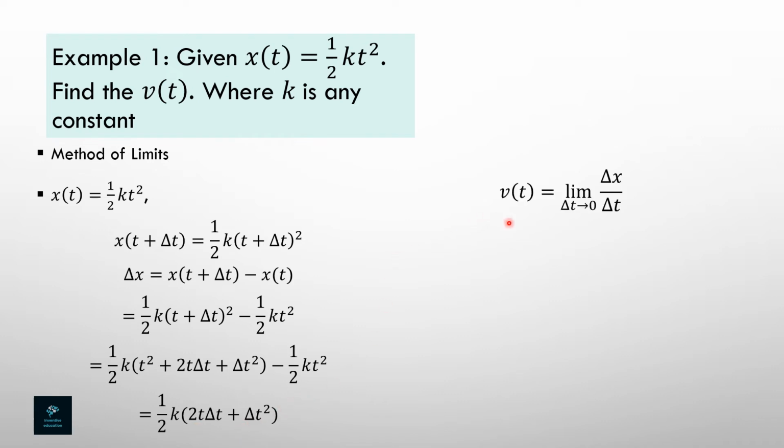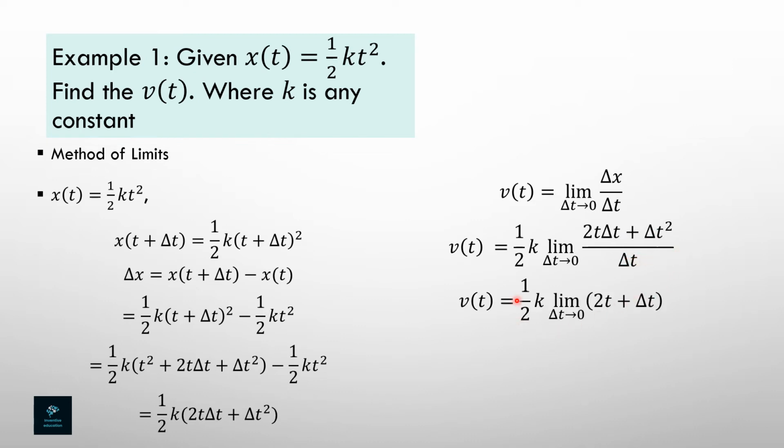Now we know that v(t) is equal to delta x by delta t when delta t tends to 0. Therefore, v(t) is equal to half k limit delta t tends to 0, (2t delta t plus delta t square) divided by delta t. This is equal to half k limit delta t tends to 0, (2t plus delta t). Since delta t tends to 0, this can be neglected, and we get v(t) is equal to half k times 2t. This is equal to kt.